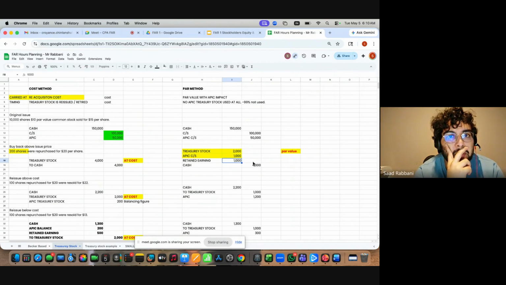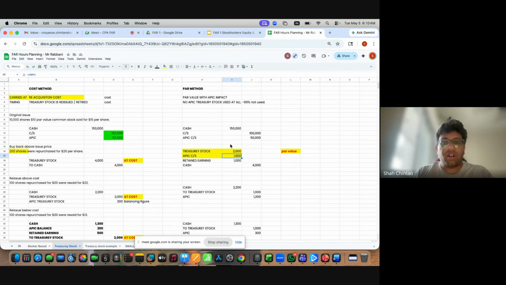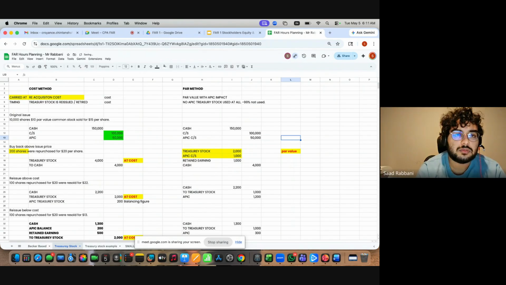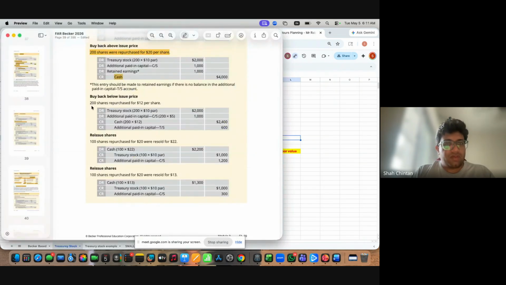Okay, we cannot subtract it all from APIC CS, right? No, because for this 200 shares, you had only $5 of APIC available. So $5 per share into 200 bought back. So maximum only $1,000 is available from the APIC to be used. Okay. Let's see the next transaction.